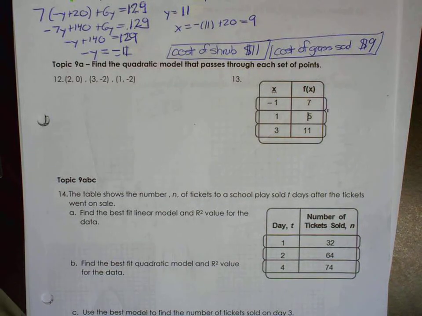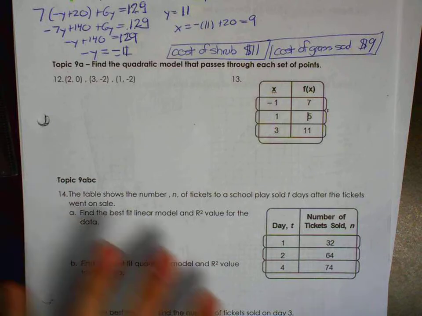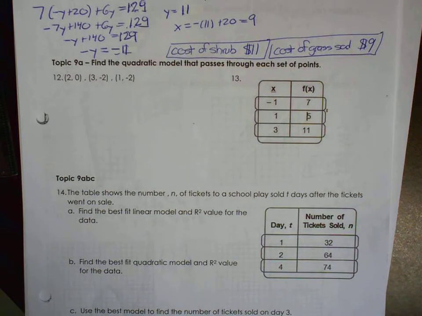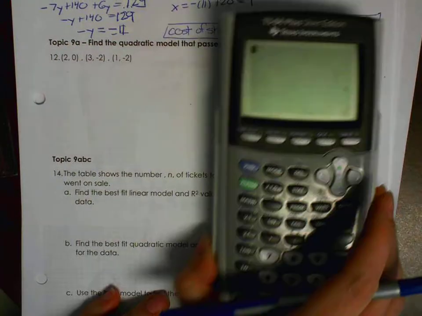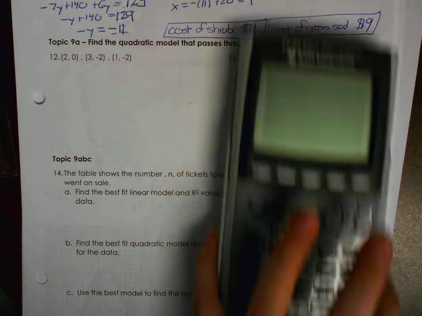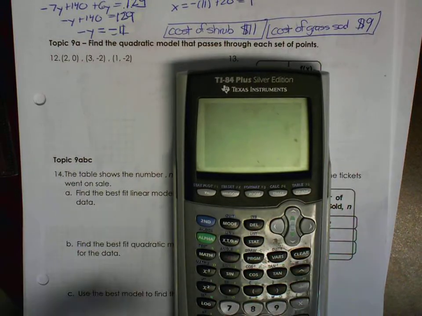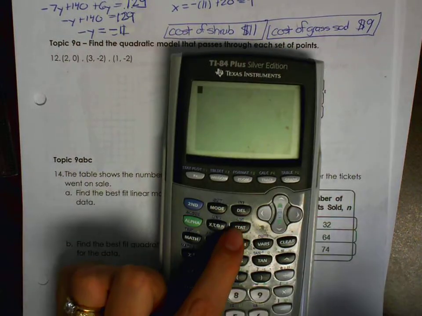Okay, this is the Unit 3 review guide, topic 9A, question 12. So we're finding a quadratic model that passes through each set of points. That means I want a quadratic equation. So I'm basically looking for a curve of best fit. That's going to be found by using my stat button in my calculator.